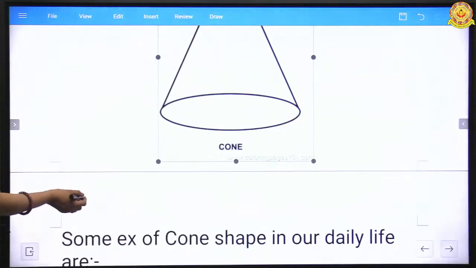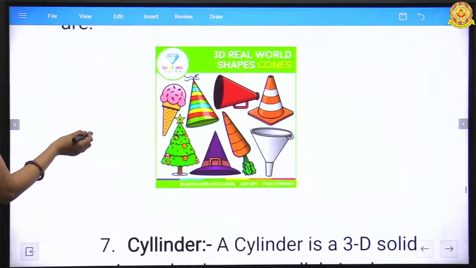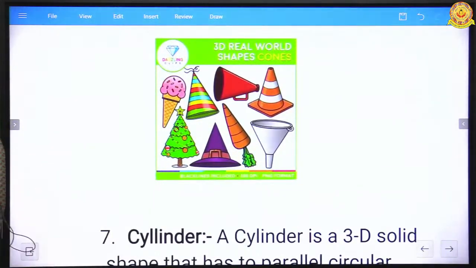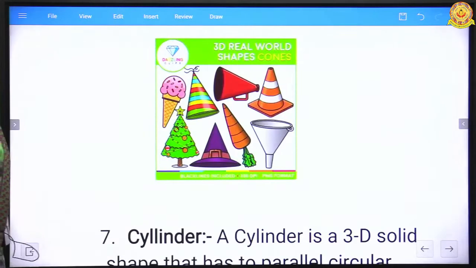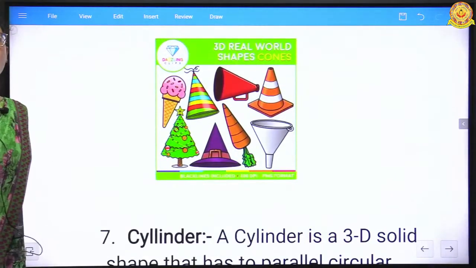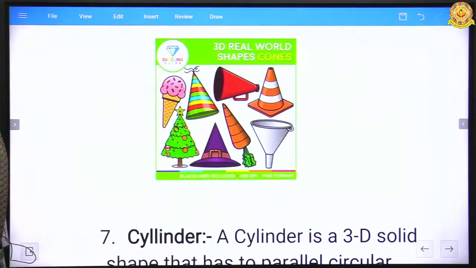Now just take a look at the cone shape in our daily routine life. Have you ever eaten a softie? Yes, you have eaten it so many times. But have you ever looked at the shape of a softie? It is similar to a cone shape. Whenever you are celebrating your birthday, you are wearing your birthday hat. That was also looking like a cone. That shape is called a cone shape.